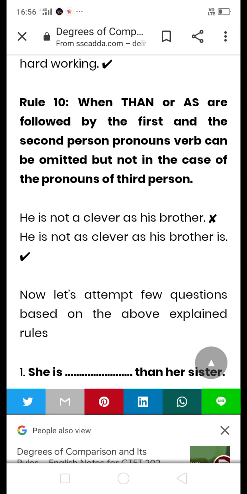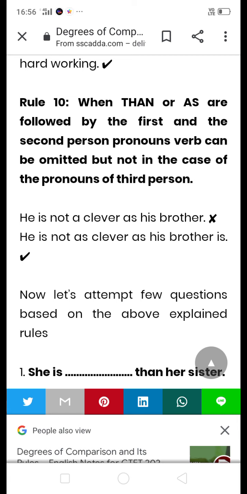And then the last rule: when than or as are followed by the first and second person pronoun, the verb can be omitted, but not in the case of a pronoun of the third person. If there are first and second person pronouns, the verb can be omitted, and if there is a third person, the verb cannot be omitted.